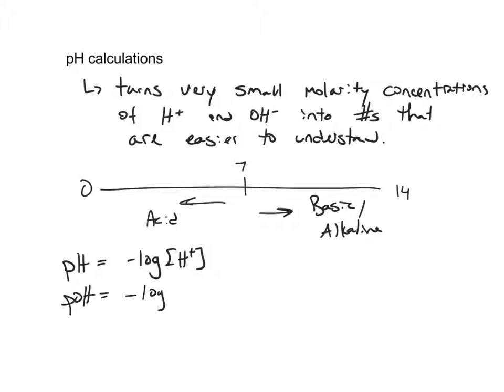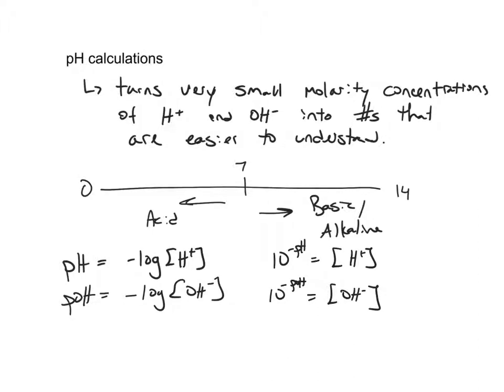Now, for pOH, which is something that you use to express the concentration of OH in a solution, it's the same thing. It's the base 10 log of the OH concentration. Now, the inverse relationships of these are also true. If you know the pH and you want to calculate the H plus concentration, you just take 10 to the negative pH power to find the H plus. And the same goes for pOH. If you know the pOH and you're trying to calculate the OH minus concentration, you simply take 10 to the negative pOH power.